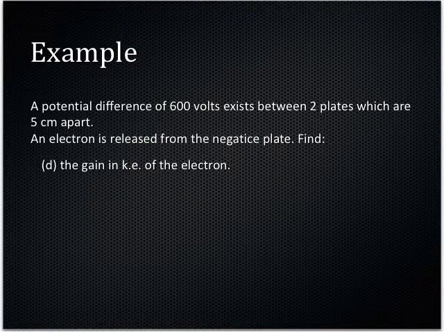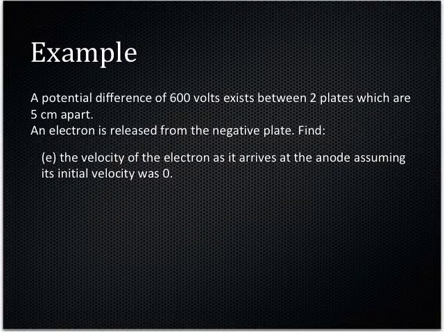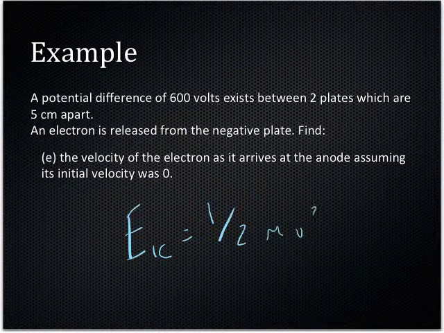The gain in kinetic energy of the electron is the work done. The velocity the electron arrives at the anode, assuming its initial velocity was 0, in other words, just EK is equal to half mv squared, which is equal to that work done from before.